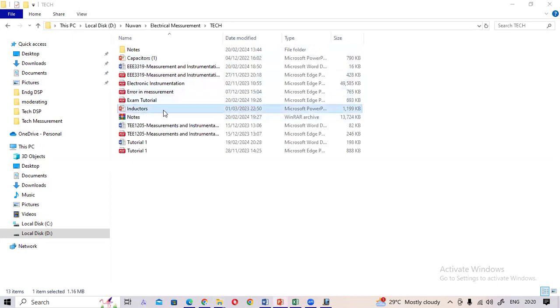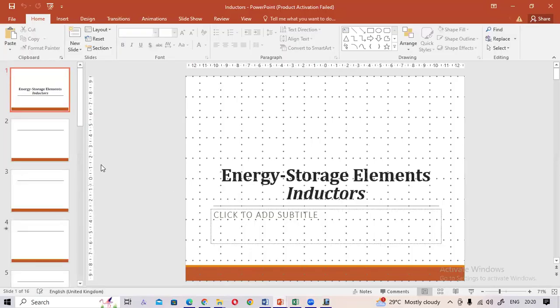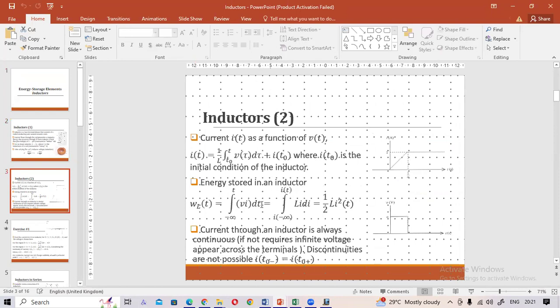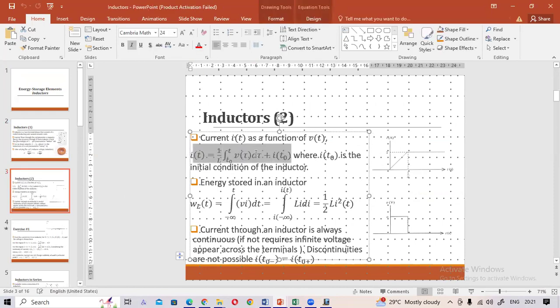Here is the inductor. This is actually made by Kaldesh. Okay, this is the equation for IT. I think I have correctly written this for the current of the inductor.